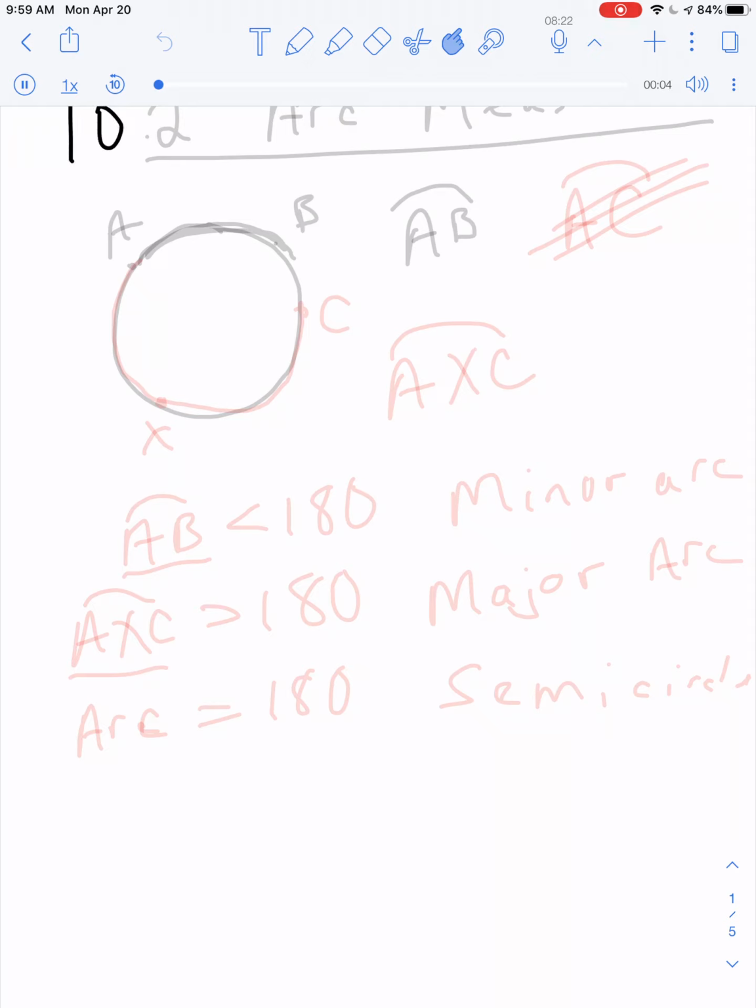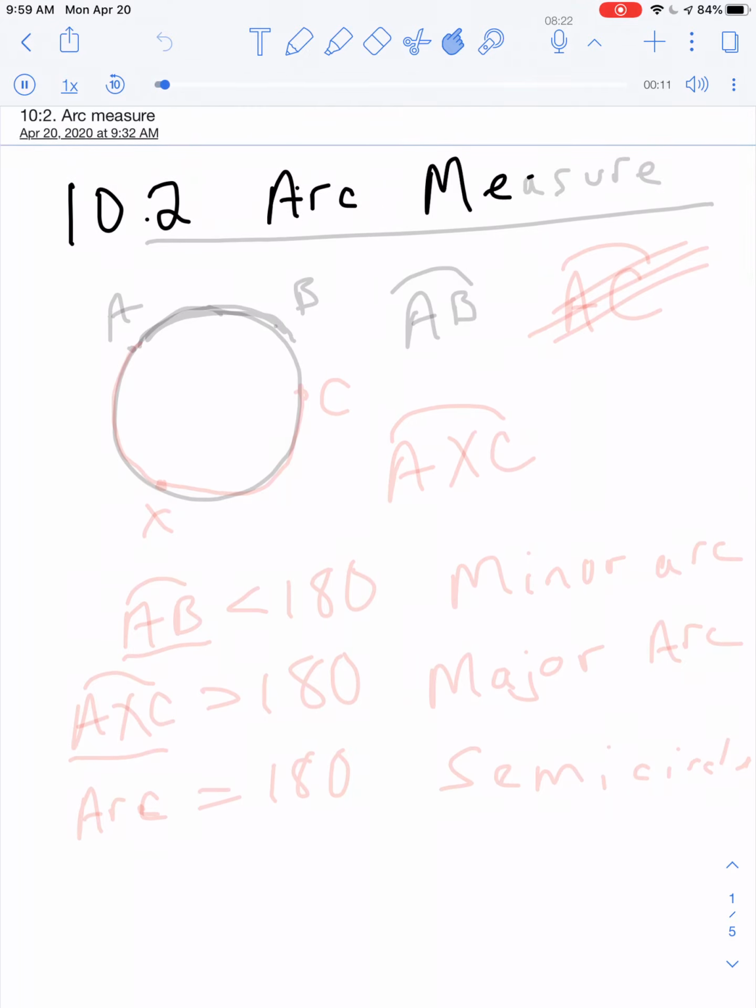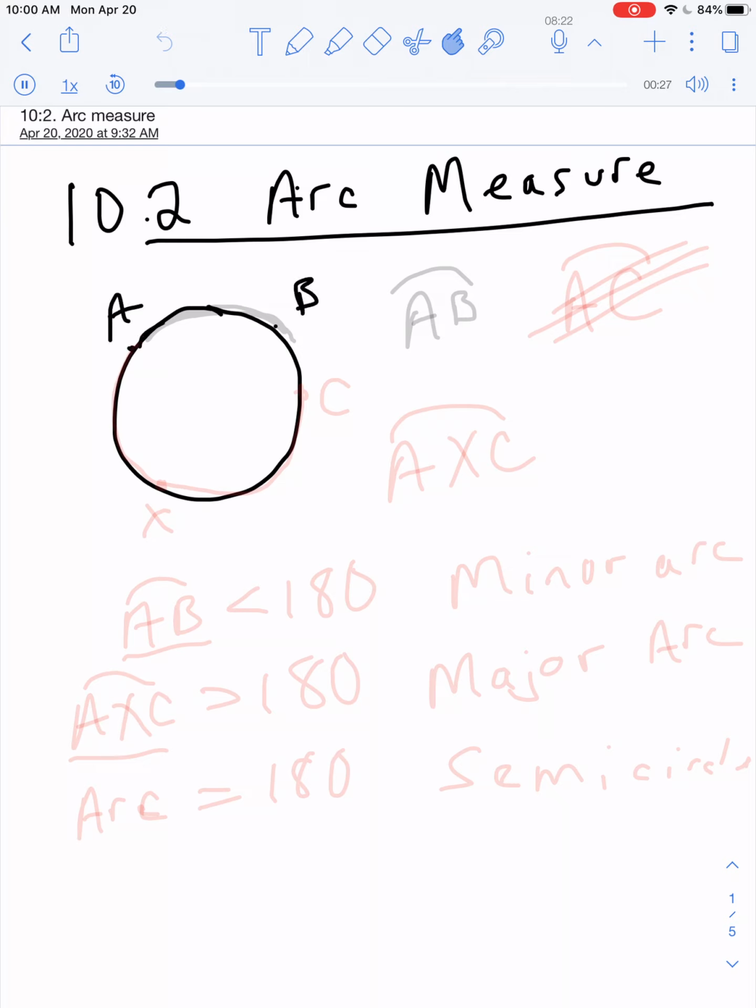Okay, today guys, we're going to talk about section 10.2, which is arc measure of a circle. First of all, when you have a circle, arcs are parts of the circle. So for example, from here to here would be arc AB. And you write that AB with an arc on top.